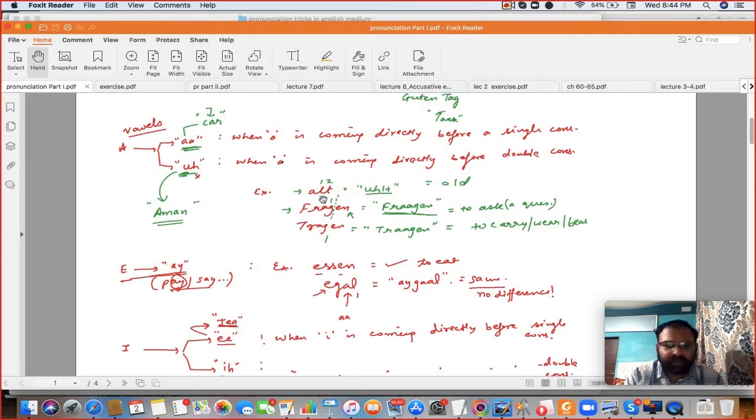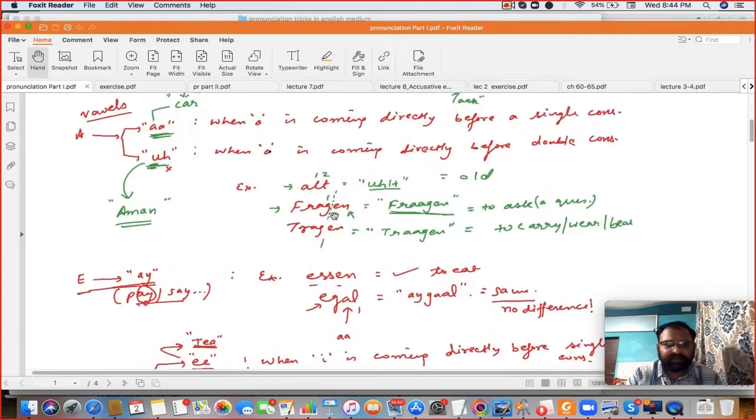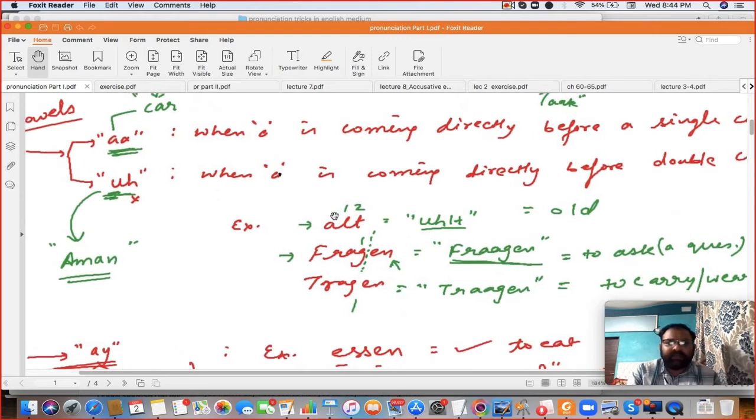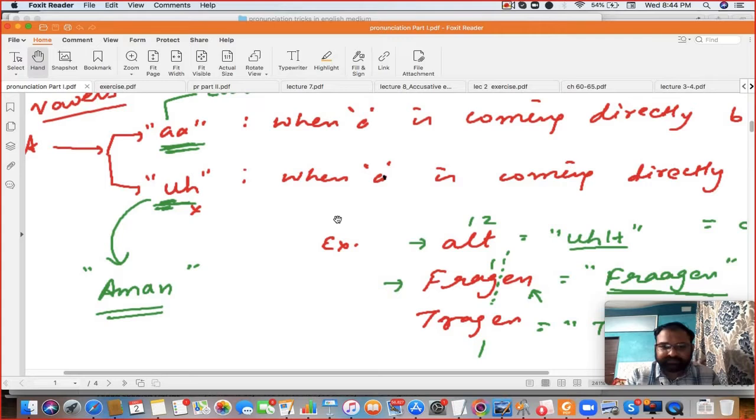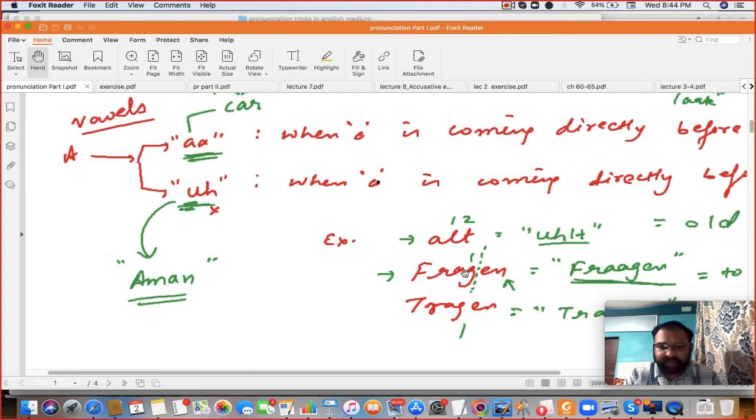So speak this example. Alt. Can you zoom it a little bit? Alt. Right. Next, Tragen. Because after A there is only one consonant, it has the long A sound, Tragen. Clear?